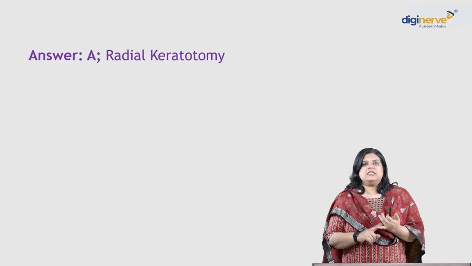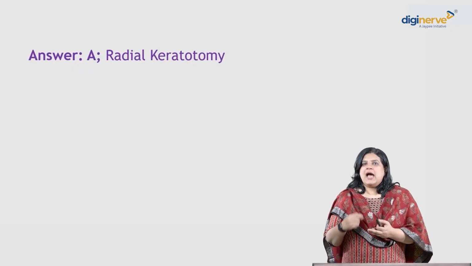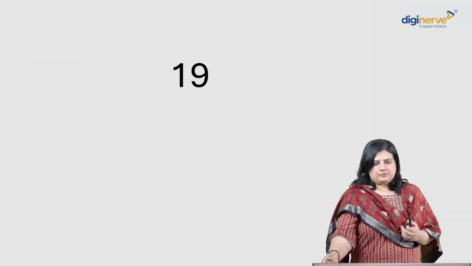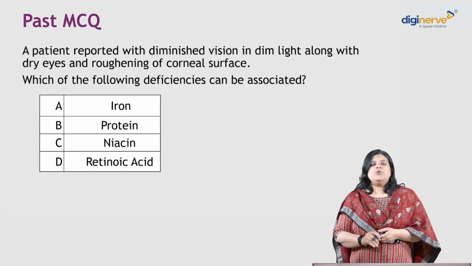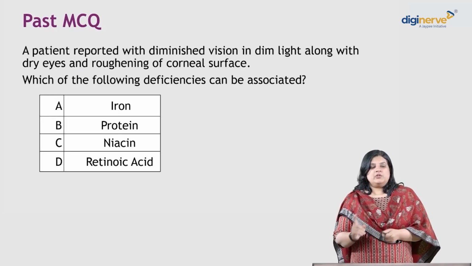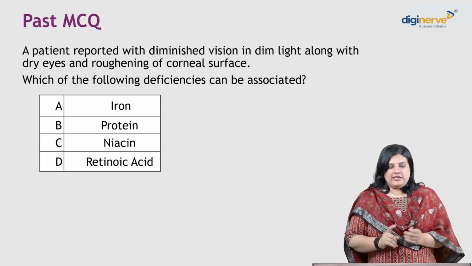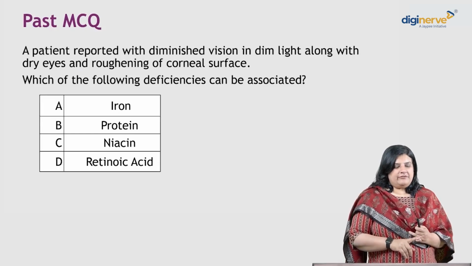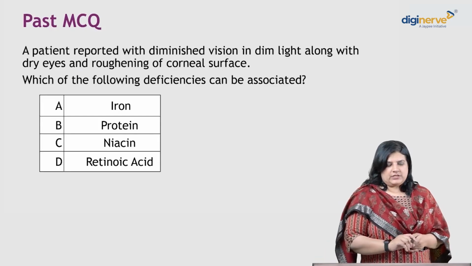But TRK, SMILE and LASIK can be considered for such individuals, and preferably so, SMILE is the best option for such patients. Going on to the next question, we have a patient who reported with diminished vision in dim light along with dry eyes and roughening of the corneal surface. Which of the following deficiencies can be associated? Iron deficiency, protein deficiency, niacin deficiency or retinoic acid deficiency.